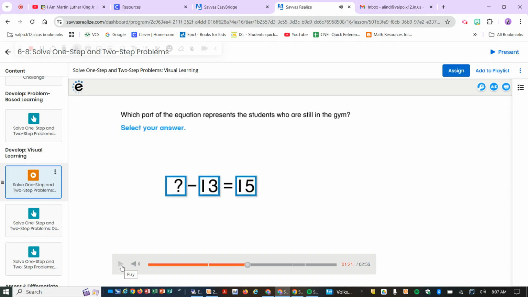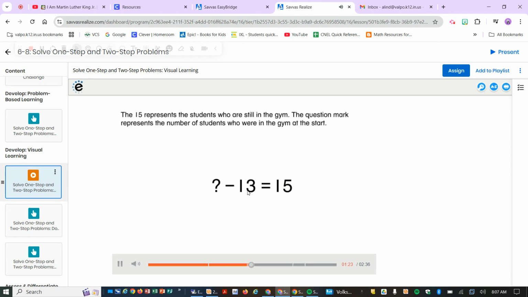Select your answer. Okay, some students were in the gym, 13 left, and 15 are still in the gym. The 15 represents the students who are still in the gym. The question mark represents the number of students who were in the gym at the start.